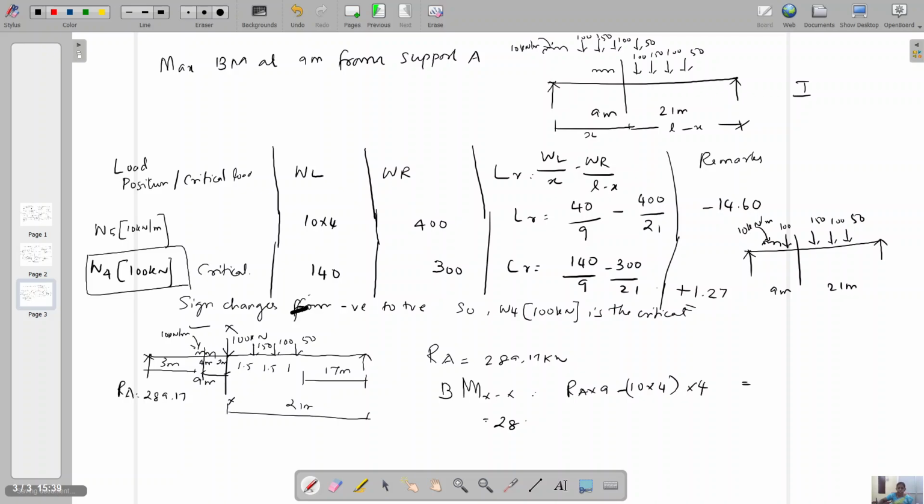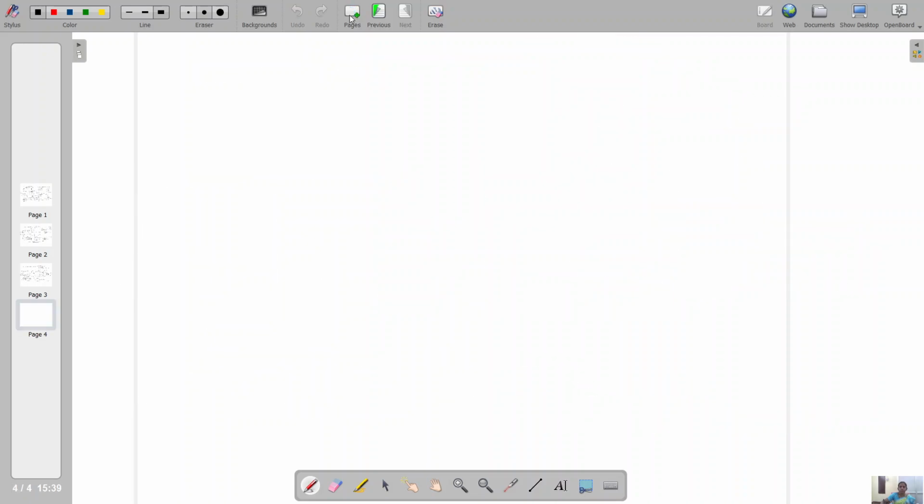289.17 into 9 minus 40 into 4. Calculate the bending moment value, which is 244.53 kilonewton meter. Please check. Okay. So this is all about maximum bending moment at the given section.